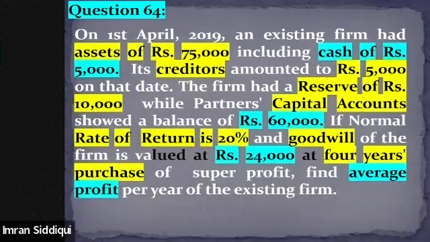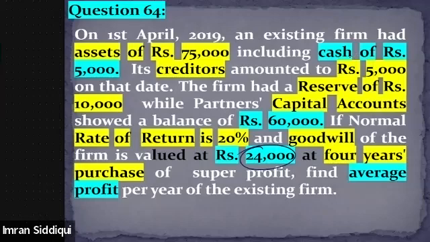Now this question is different. The question is not asking us to calculate the value of the goodwill. Instead, it is asking for the calculation of the average profit, right? So in this case, as you can see, goodwill is already given in the question, 24,000. And the number of years purchase is 4. What is missing in the question? Average profit is missing. And also capital employed is not directly given in the question.